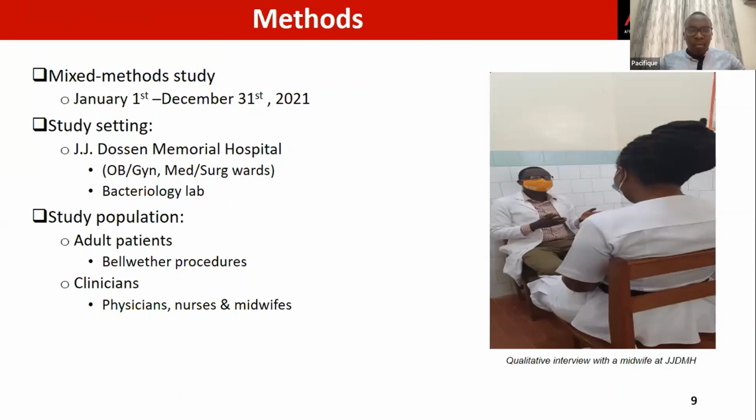For the quantitative part of our study, we involved adult patients who underwent Bellwether procedures. As we said, it's cesarean section, laparotomy, and repair of open fracture. And then for the qualitative components, we interviewed clinicians, including physicians, nurses, and midwives.